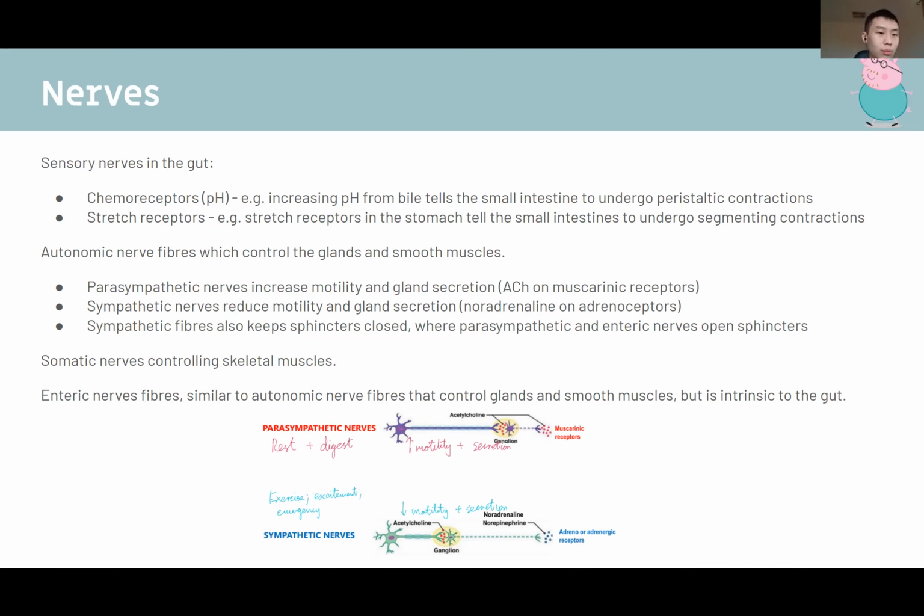And there's also autonomic nerve fibers, and these predominantly control the glands and your smooth muscles. In general, parasympathetic nerves increase gut motility, so there are contractions and gut secretion, and that will be acetylcholine acting on your muscarinic receptors. Your sympathetic nerves will reduce motility and gland secretion, so that might be noradrenaline acting on your adrenoceptors. You also have sphincters, which we'll talk about a little bit later.